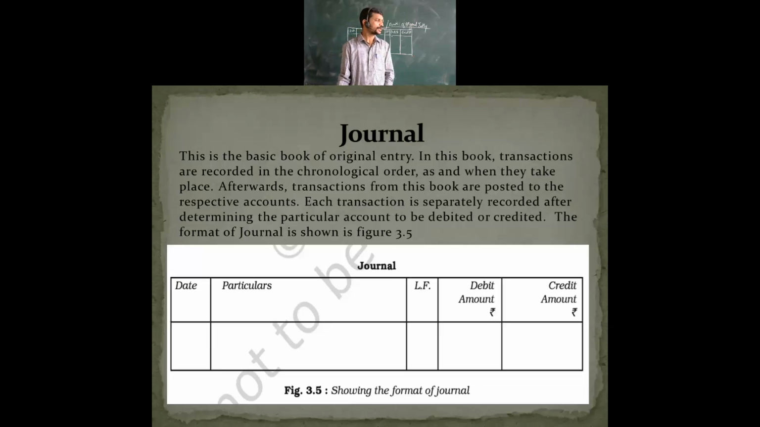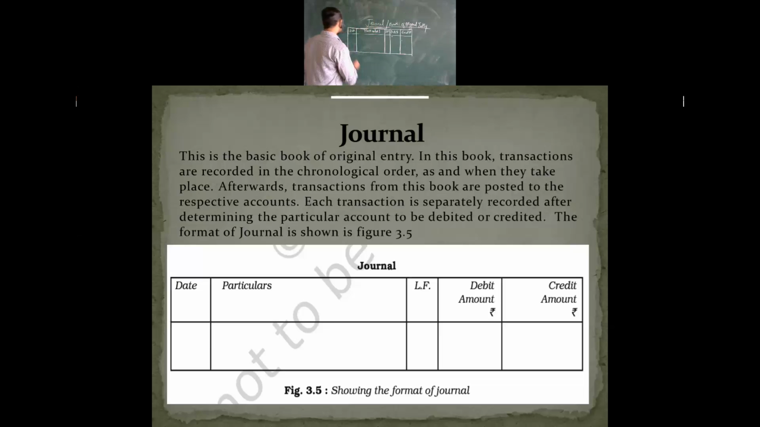See, this is the basic book of original entry. Obviously this is the basic book in which we record the transactions of the business. In this book, transactions are recorded in chronological order, date wise, as and when they take place.